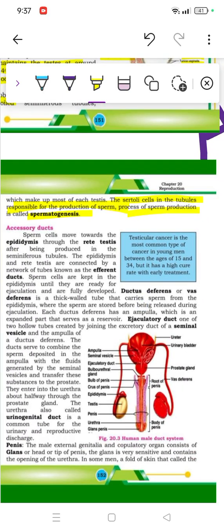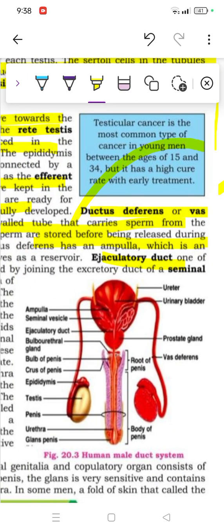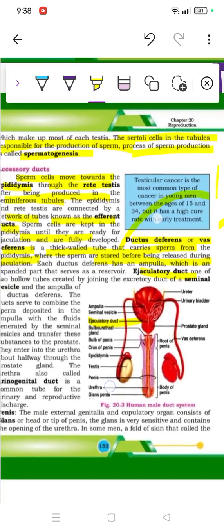Then come the accessory glands. This is the main topic, and I personally like it. Sperm cells move to the epididymis; they are produced in the seminiferous tubules and then connected by a network called the efferent ducts. They are kept in the epididymis until ejaculation. Then the ductus deferens, or vas deferens, has a thick wall. It carries sperm from the epididymis, and they can be stored for around 18 to 24 hours. Then it expands into a reservoir. Then there is the ejaculatory duct, which is simply this duct. Here you can see the ejaculatory duct. I'm sure it's clear to you.